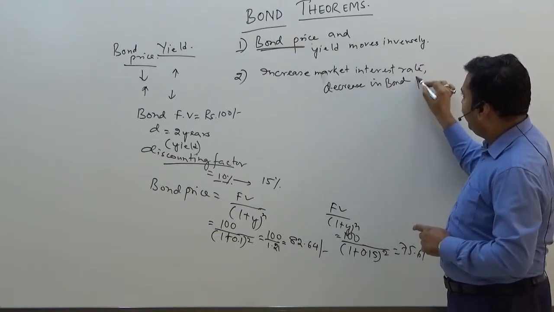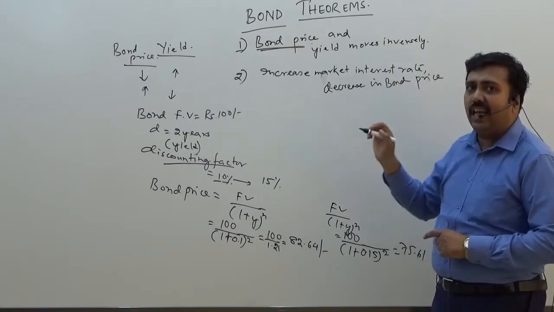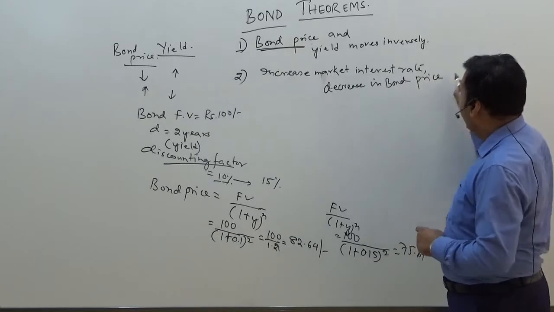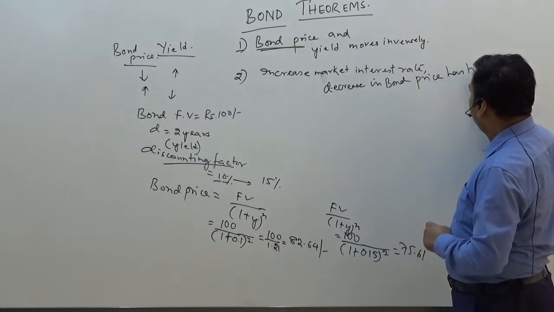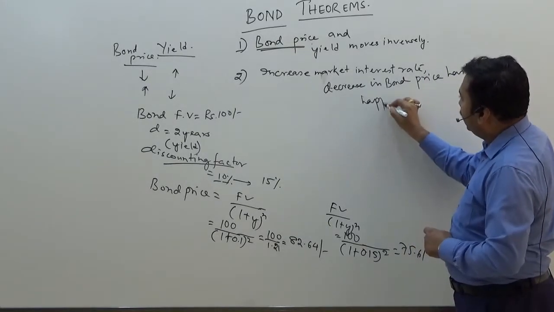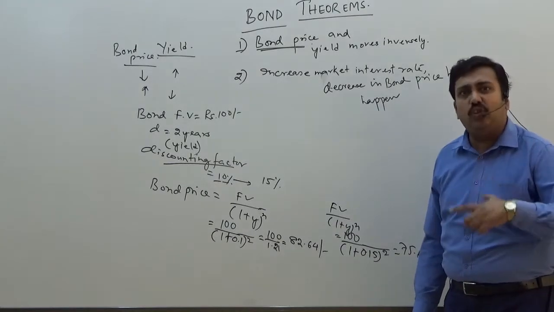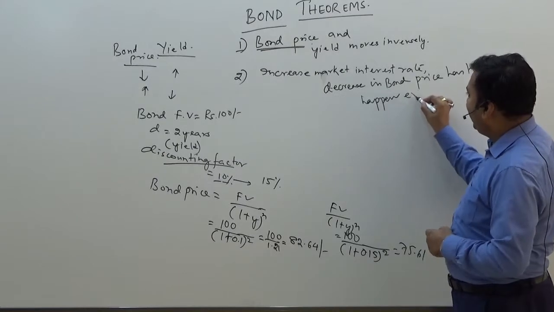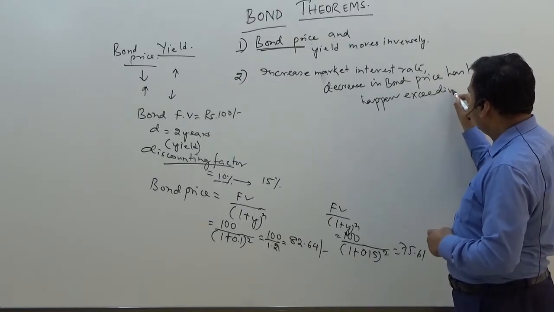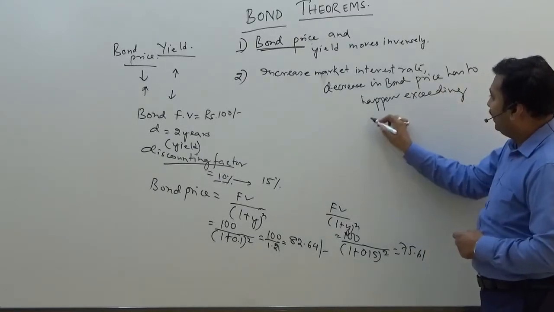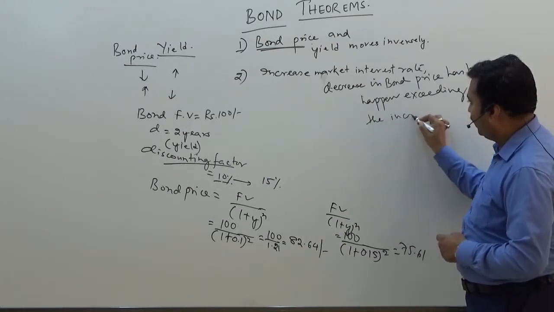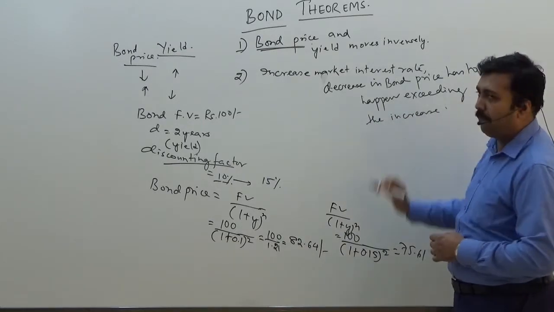The decrease in the bond price has to happen, exceeding the increase, which means what?